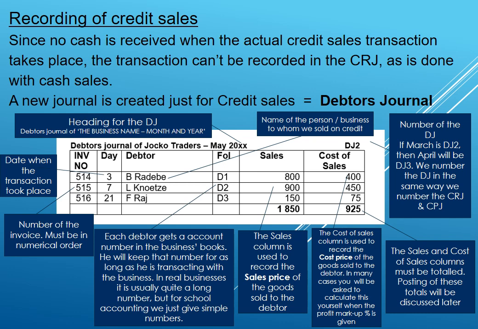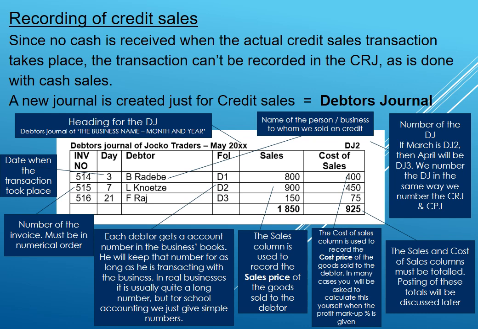There's an example. If March is DJ2, then April will be DJ3. We number the DJ in the same way that we number our CRJ and CPJs. Okay, so let's have a look at the different columns. As with our other journals, we start with our document number column. In this journal, we're only working with invoices, as we said, because it's credit sales. So we will record the invoice number, which we will get from our source document, which is the duplicate invoice or duplicate credit invoice. It is also important to remember that the document numbers must be recorded in numerical order.